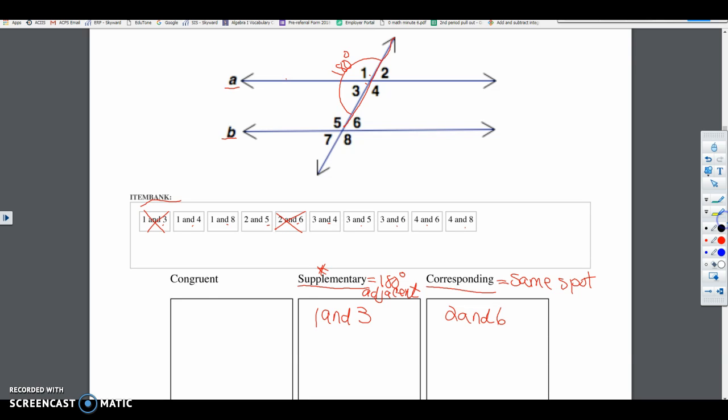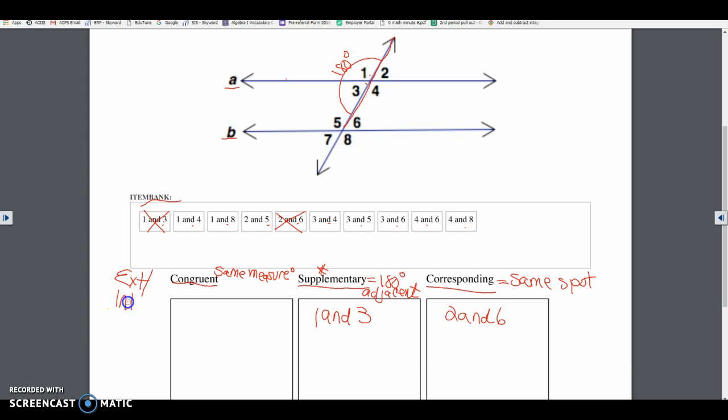The last one that I want to show you is the ones that are congruent. Congruent means they have the same measure. So I'm going to put same measure, and a little degree symbol after it. Because corresponding angles are in the same spot, they have the same measure. But when we look at congruent, you're going to be looking for normally your exterior and interior angles. Remember, that's when we have our alternating ones.